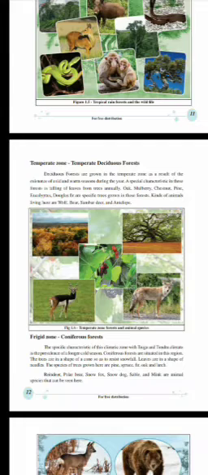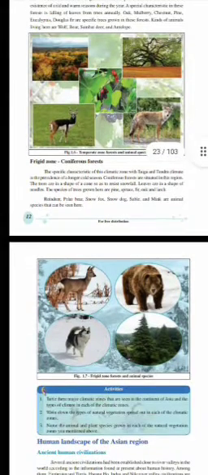Frigid zone. It means coniferous forest. This region has taiga and tundra climate with long winters. Coniferous forests are located in this region. These forests are designed to withstand frost. The plant is conical in shape and the leaves are in the shape of needles. Example: pine, spruce, fir, oak and larch. Animals that can be seen here are reindeer, polar bear, snow fox, snow dogs, sable and mink.